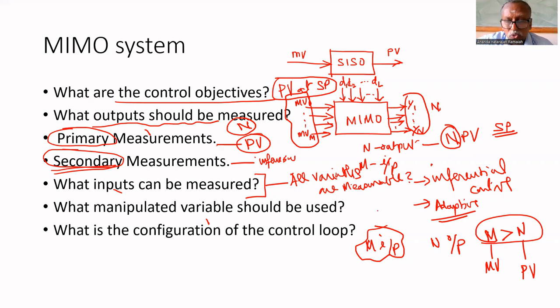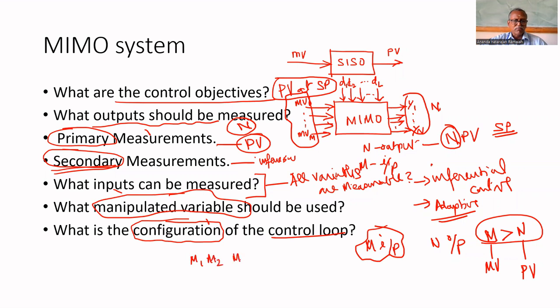Which variables have to be used to control these N variables? That is called the manipulated variable. What manipulated variable should be used? That is also another unanswered question. Then what type of configuration are we going to use as control loop? Suppose I want to use M1, M2, M3, and M4 to control PV1, PV2, PV3, and PV4. Are you going to use M1 to control PV1 or M1 to control PV2? That is called configuring the inputs and outputs. How to configure, that we have to decide. So these are the problems that will be there in the case of a MIMO process. We'll answer one by one.